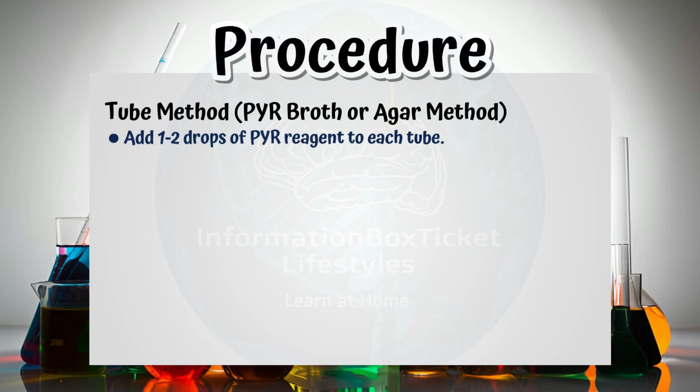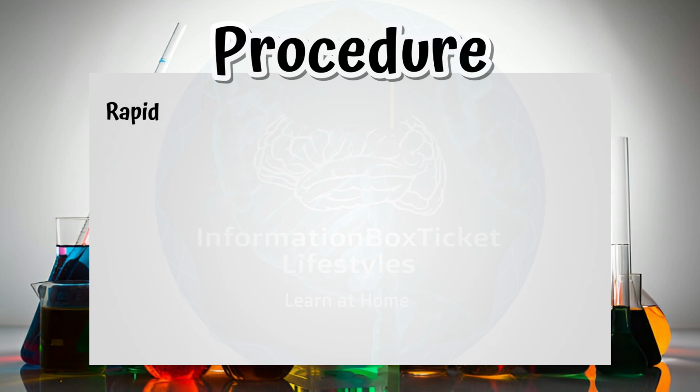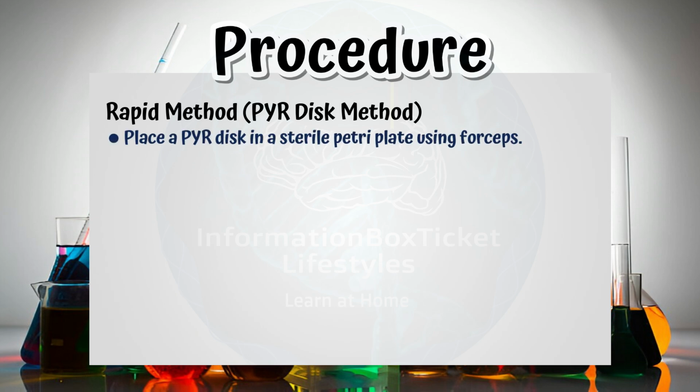Add 2 drops of PYR reagent to each tube. Observe for a color change within 1 to 2 minutes after adding the reagent. Rapid method: PYR disc method. Place a PYR disc in a sterile Petri plate using forceps. Moisten the disc with sterile distilled water.